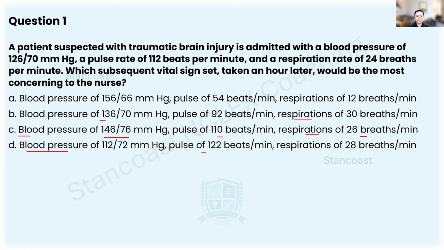Again, the question is about a patient that has a suspected TBI with an admission blood pressure reading of 126/70, a pulse rate of 112 per minute, and respiration of 24. So if we are anticipating a complication here, in the subsequent vital signs set taken an hour later, what set of vitals would concern you the most? Is it A, high blood pressure of 156/66, pulse rate 54, respiration 12? I'm seeing mostly letter A's, with letter D, blood pressure 112/72, heart rate 122, respiration of 28. Remember about that Cushing triad. Guys, please do not forget that.